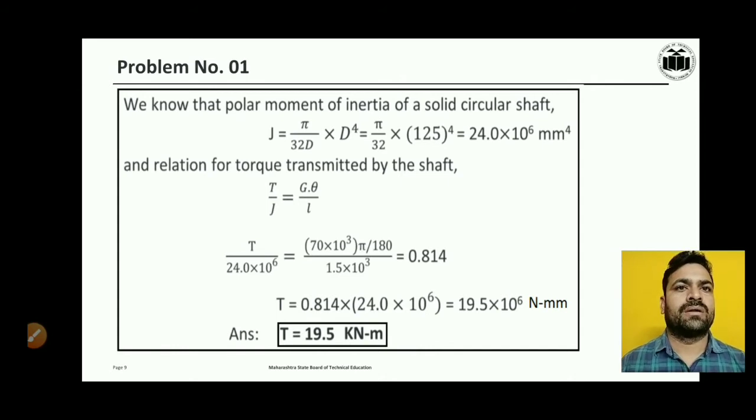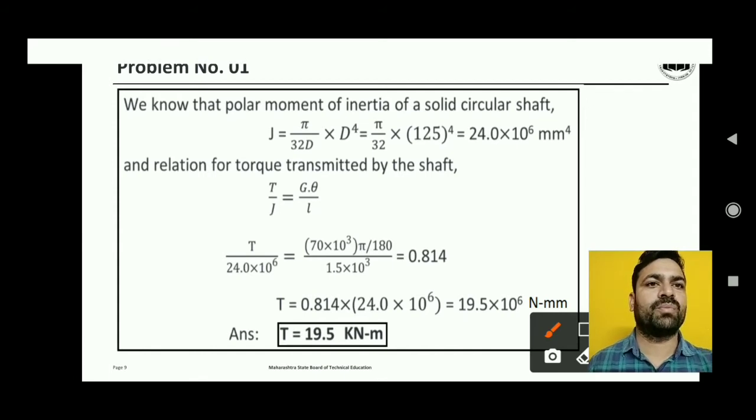As we know, the polar moment of inertia for a solid circular shaft is J is equal to pi by 32 into capital D raised to 4. By putting the value of diameter, we can find the value of J, which is 24.0 into 10 raised to 6, in mm raised to 4. And by using the relation of torque transmitted by the shaft, T by J is equal to G theta by L.